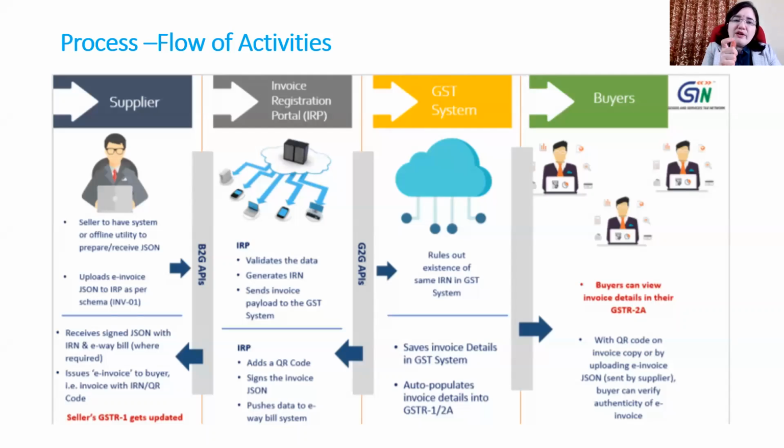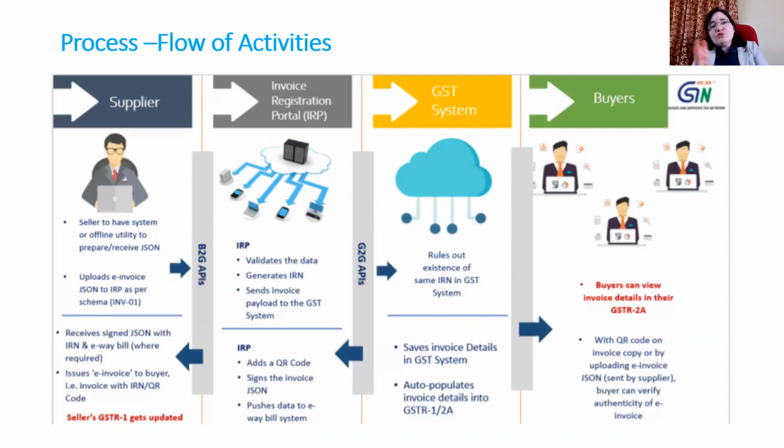So print the QR code on your tax invoice and you can send that tax invoice for the movement of the goods. Once it is reported to the IRP, there is one tab wherein the e-way bill is also generated. So from IRP, the e-way bill can be generated automatically by using that tab. You are not required to go to the e-way bill portal separately and then generate the e-way bill. From IRP itself, there is a tab and you can generate the e-way bill simultaneously.